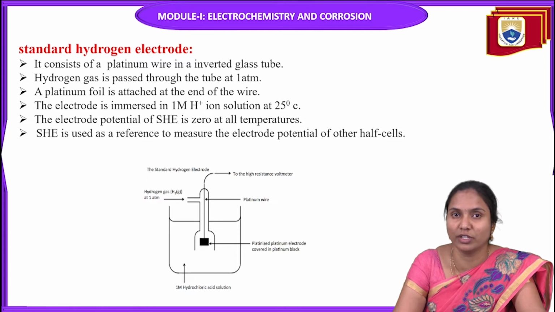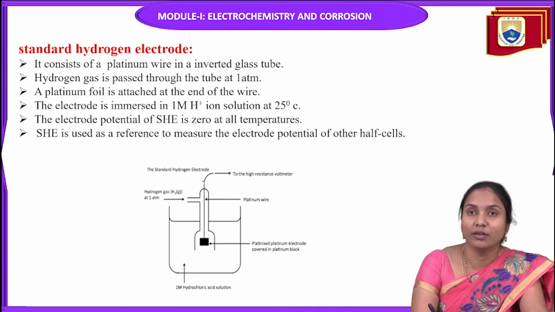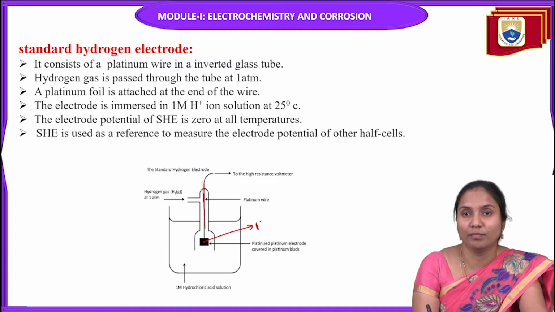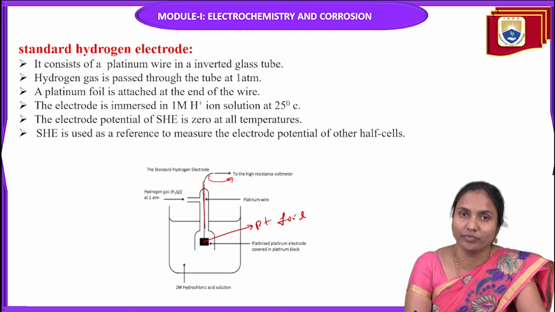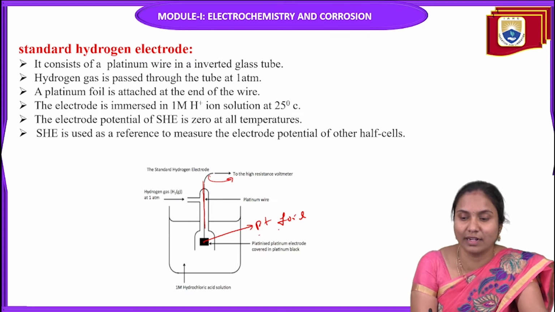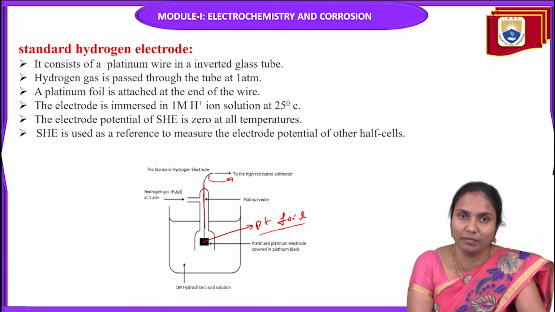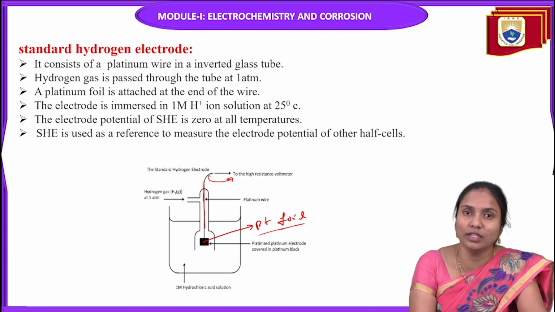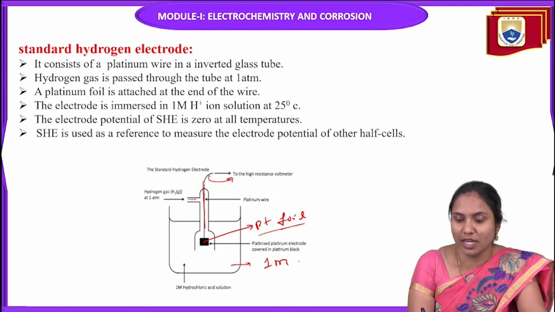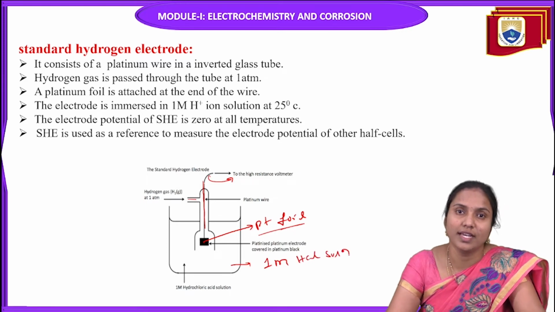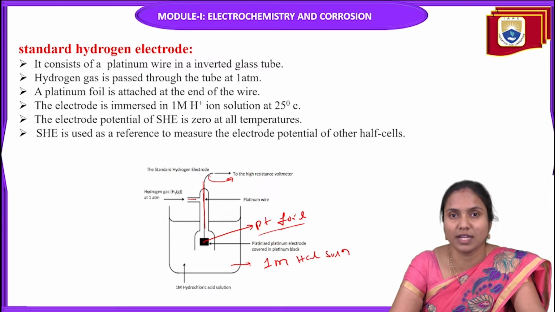Its electrode potential is 0 at all temperatures. So how can we construct this standard hydrogen electrode? It consists of platinum foil connected to a platinum wire. The platinum foil is covered with platinum black, and it is sealed in a glass tube. This whole setup is dipped in 1 molar HCl solution. This is the construction of the standard hydrogen electrode.